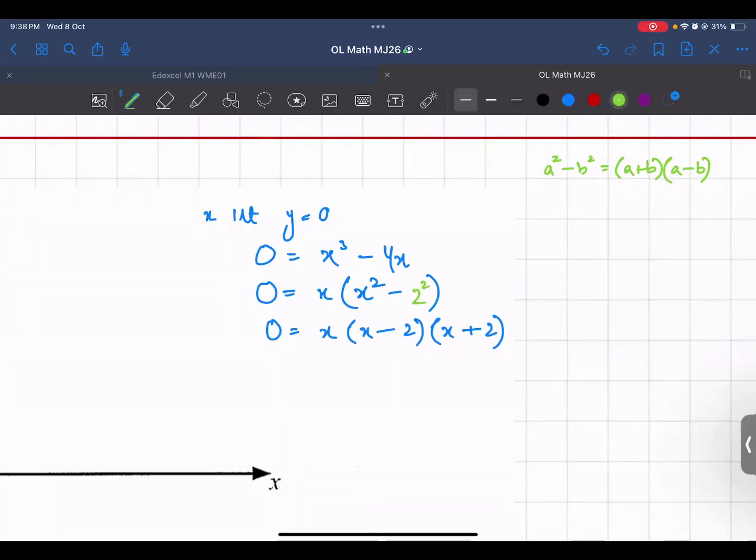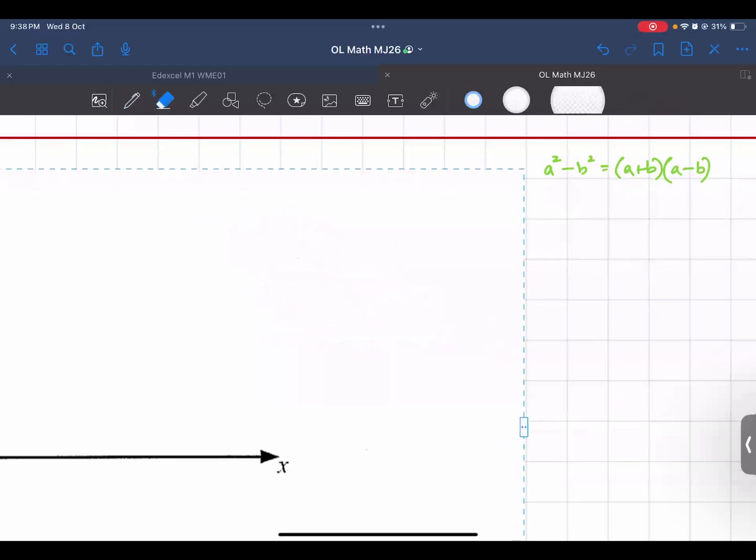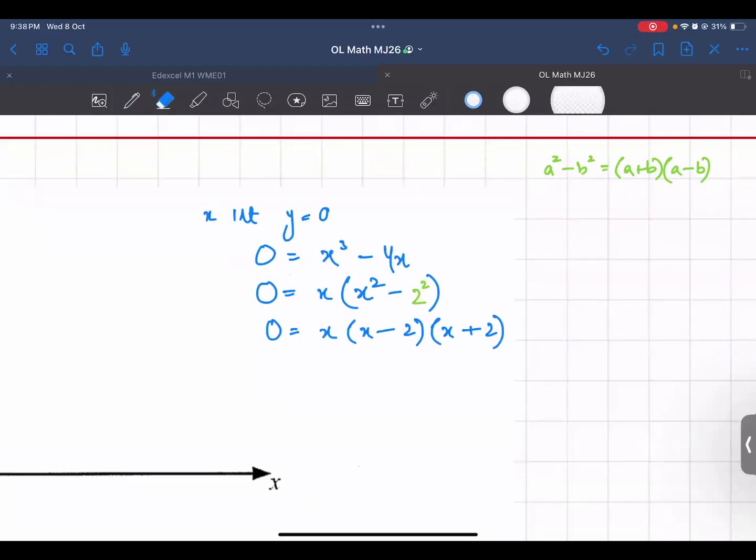Now how would you use the second identity? This is the third identity. We call this one the third identity. To factorize it. And now we can get the 3 solutions. So x will be 0, x will be minus 2, and x will be plus 2.